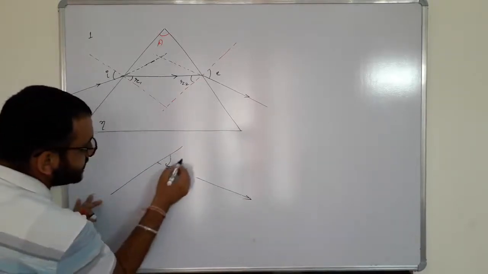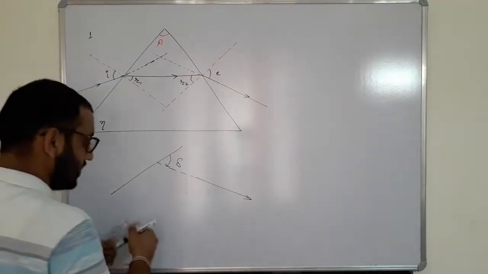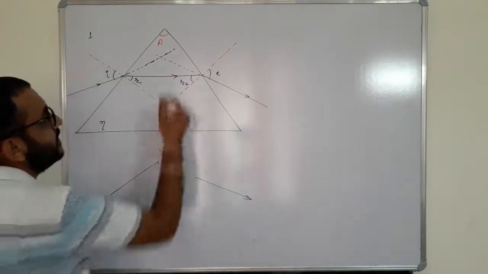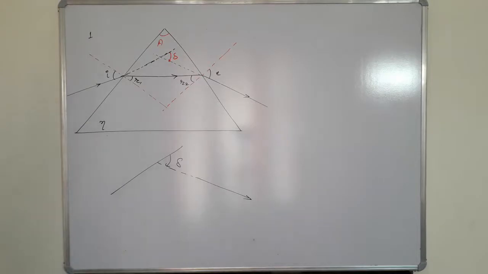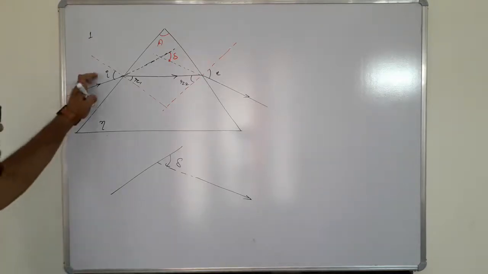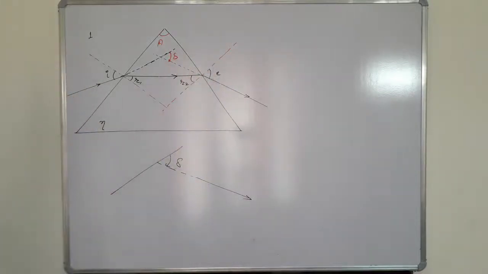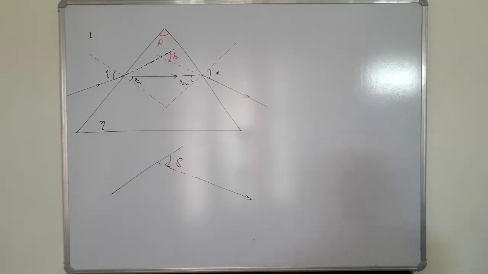So this is basically the angle of deviation. Where is the angle of deviation? I am marking it. See here, this angle is the angle of deviation. This is the angle of incidence, R1, R2, the emergent angle, and this is the angle of deviation. This is the angle of prism. A is the angle of prism.